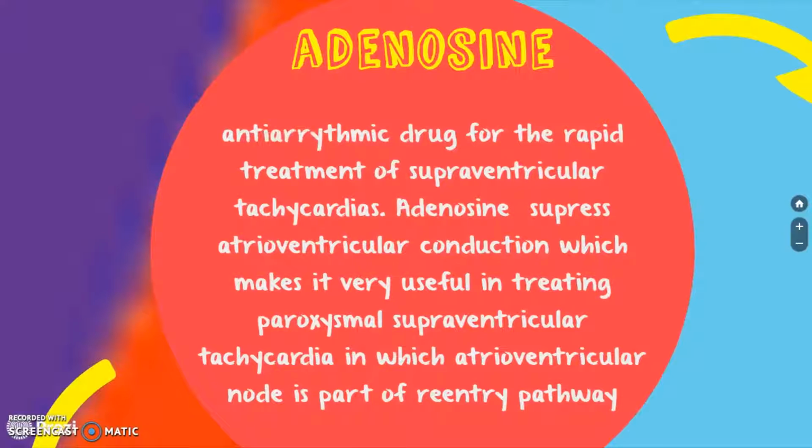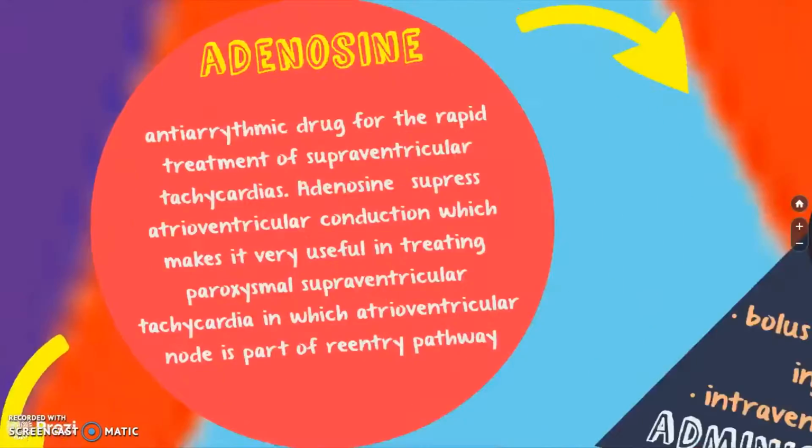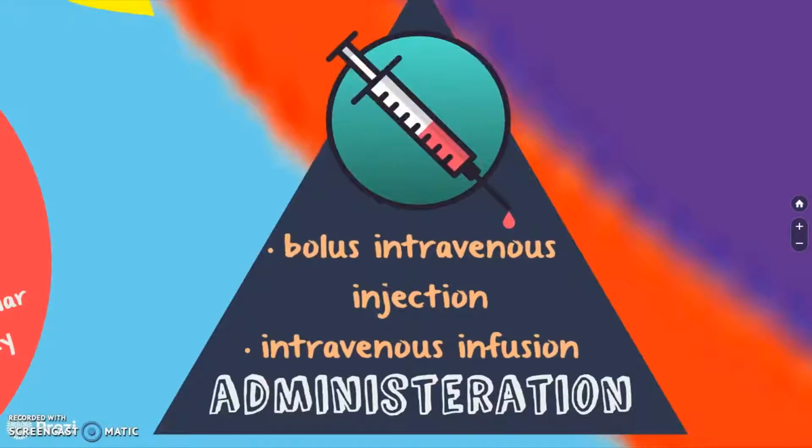of the entry pathway. Adenosine is also utilized in cardiac imaging during stress tests due to its vasodilator properties to determine coronary fractional flow reserve and to assess pulmonary vasodilatory responses in patients with pulmonary hypertension. Adenosine is administered either as a bolus intravenous injection or as an intravenous infusion.